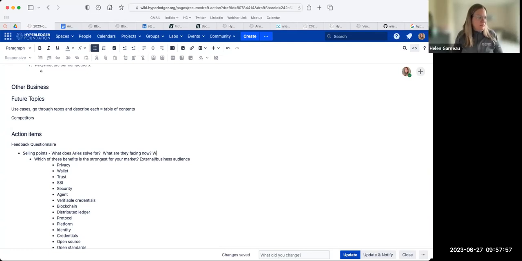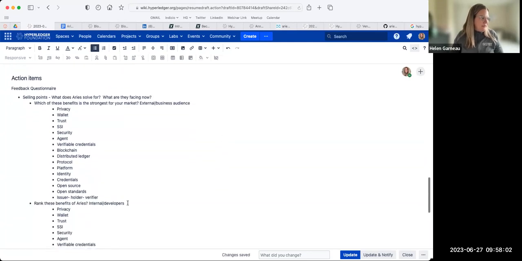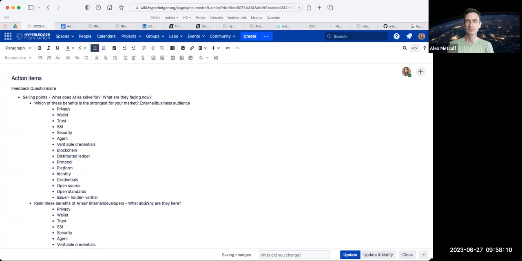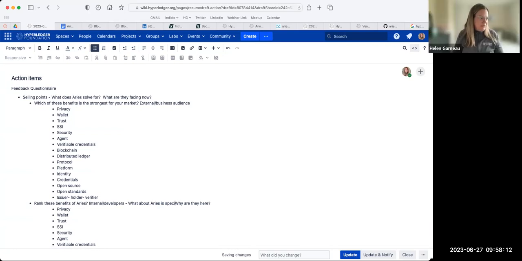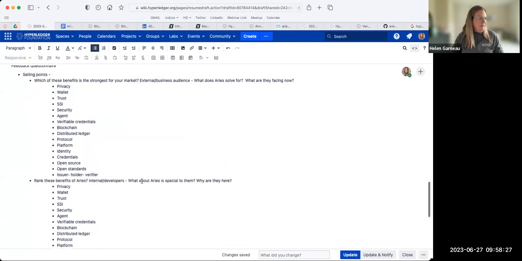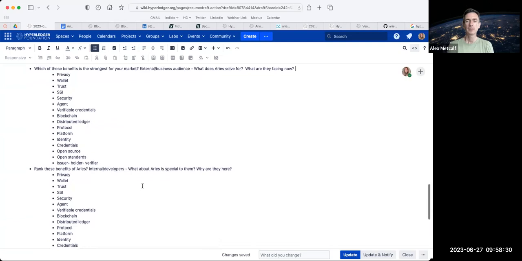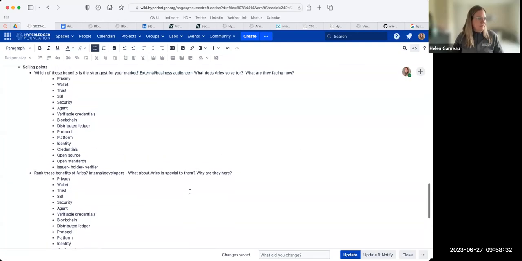Yeah, that's great. And then maybe that's for the risk benefits, the internal developers. Why are they here? What about Aries is special to them? Why are they here? Yeah, and so maybe this one is down here. And then you could rank them, or scale 1 to 3 or something like that. I like that. Maybe call it 5 questions rather than 3.